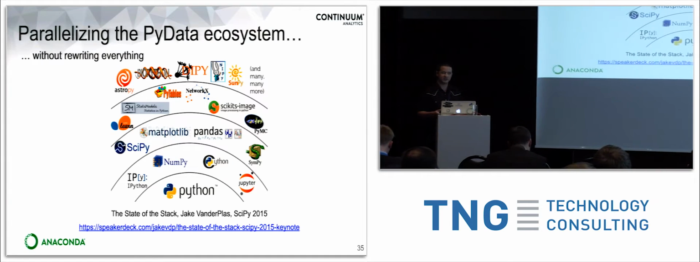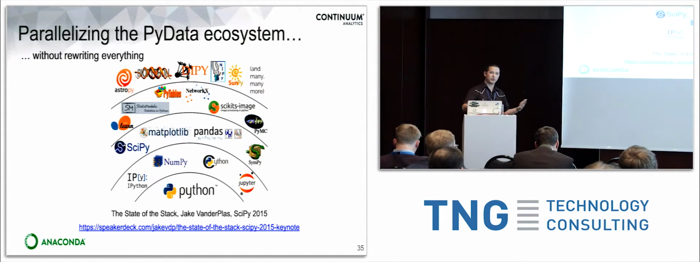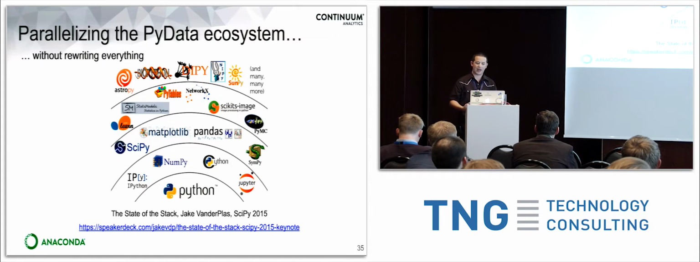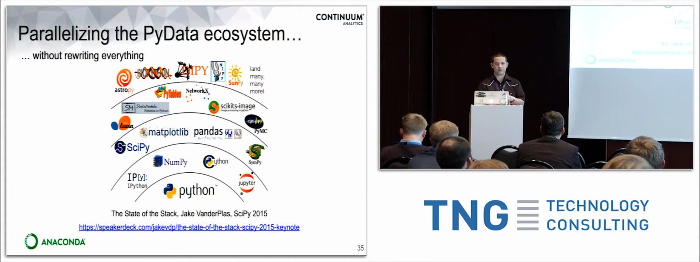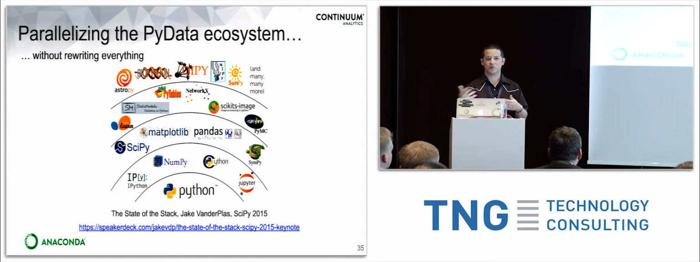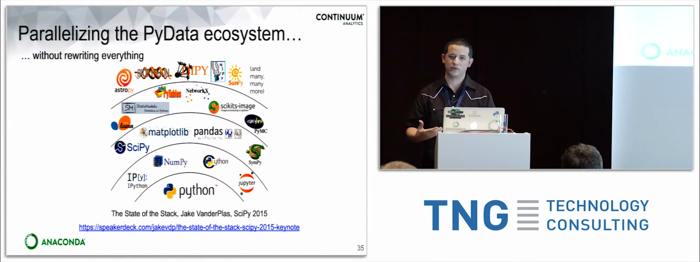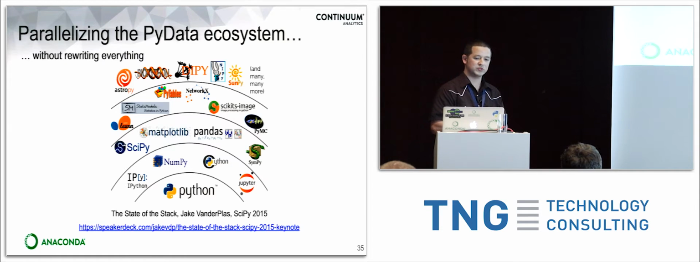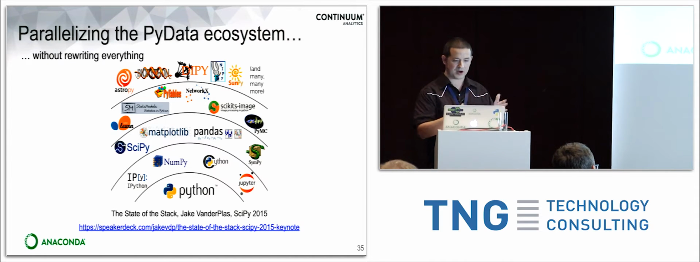So the question now is, if you are a library maintainer or a user and you want to parallelize your code, how do you do that without rewriting everything? It's very common in the last couple of years to just use multiprocessing or multi-threading in Python and write your own parallel code, which was often a nightmare to maintain and just wasn't a sustainable way for this ecosystem to be parallelized.